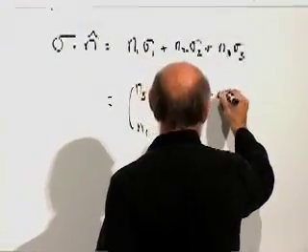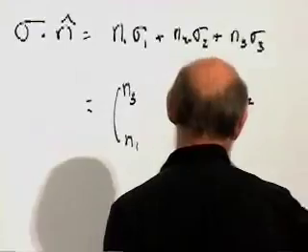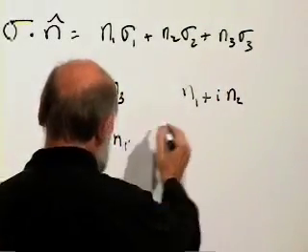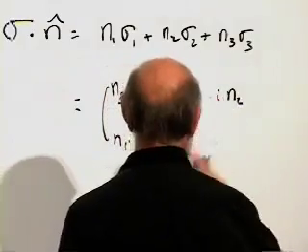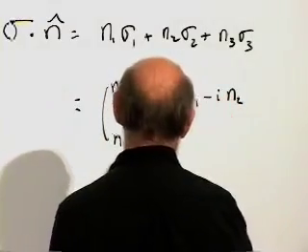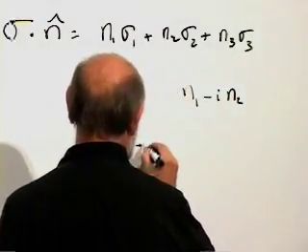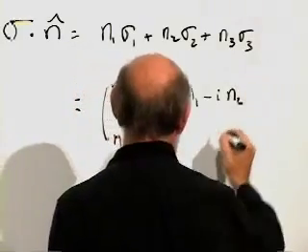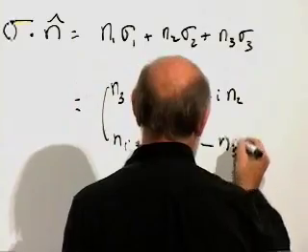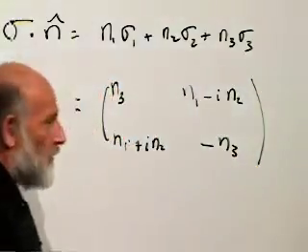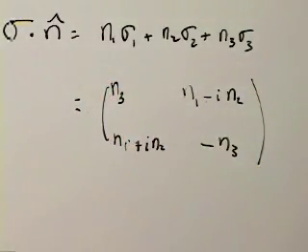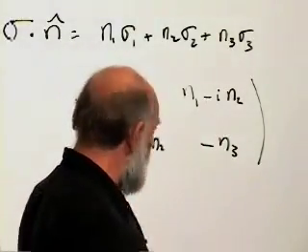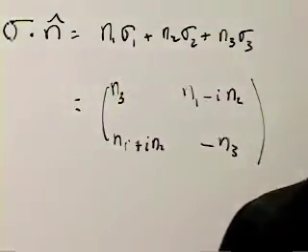N1 plus i N2. And then down here it would be N1, no, sorry, minus i N2. And here it would be N1 plus i N2, and then minus N3 over here. Notice that it's Hermitian. The diagonal elements are real. The off-diagonal elements are complex conjugates of each other. That makes it Hermitian.